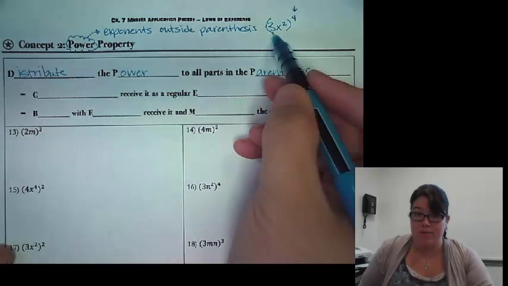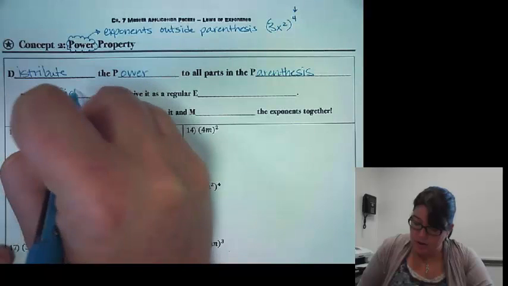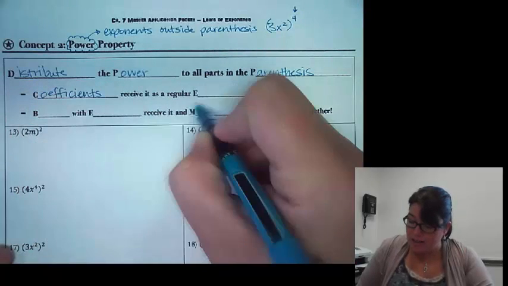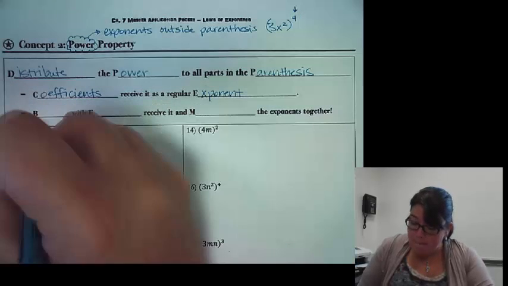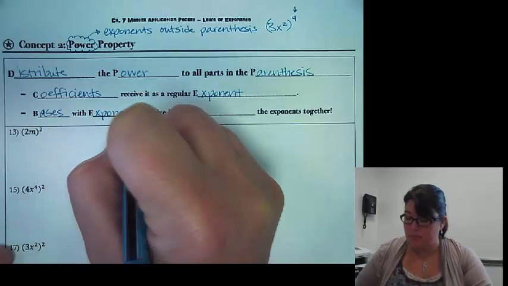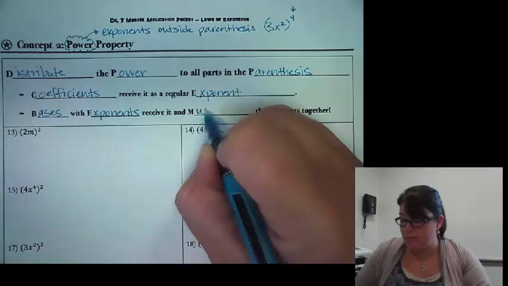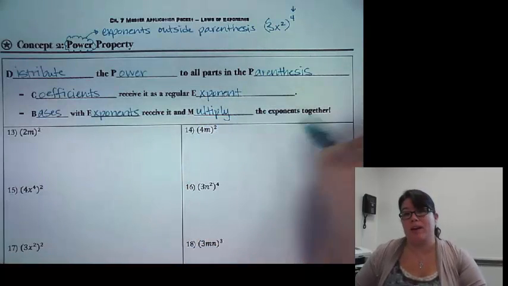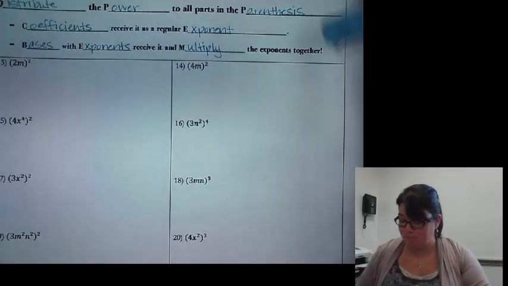Coefficients, remember the number out front, will receive it as a regular exponent. So it just goes on like exponents that you're used to. Bases that already have exponents will receive that extra exponent, and what you're going to do is multiply the two exponents together. So let's take a look at what we're talking about here.